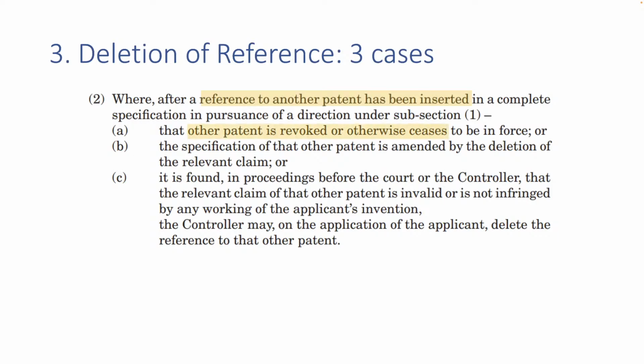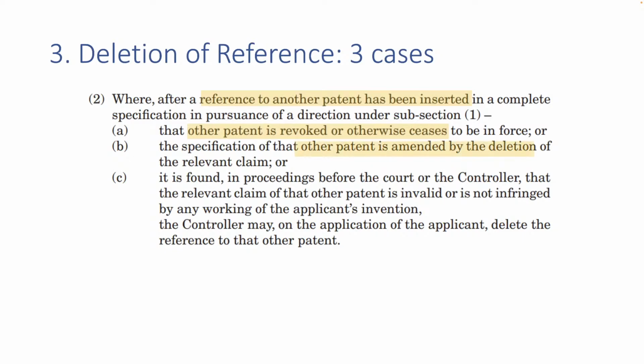The first case is the other patent is revoked or otherwise ceases to be enforced. Revoked because there was a challenge. The applicant could have challenged that in, say, the High Court or earlier before the IPAB, and the patent got revoked. So if it gets revoked, they can come back to the patent office and say, please remove the reference. Or it ceases to be enforced. Either it has died by lapse of time, or the patentee did not pay the renewal fee and it ceased. In either case, the applicant can come back and say, remove the reference because the patent has been revoked or it does not exist. That's case number one.